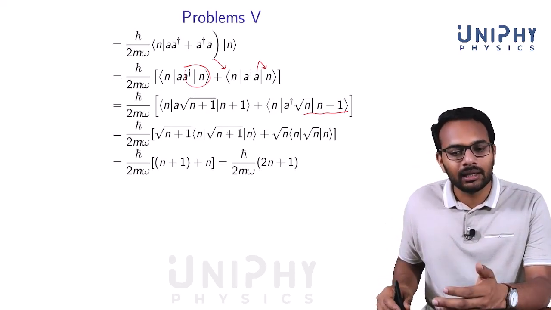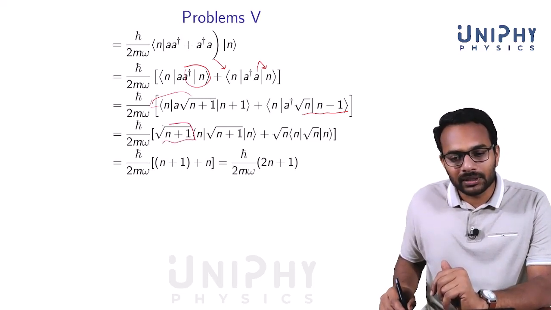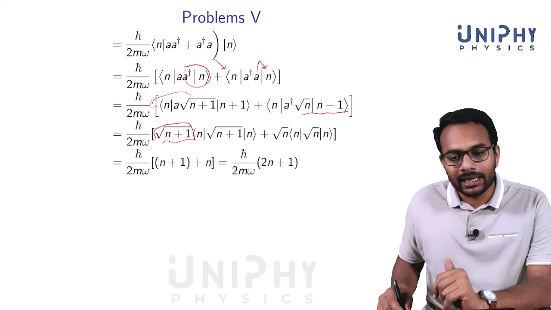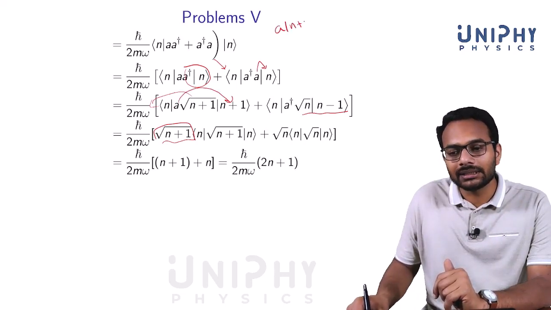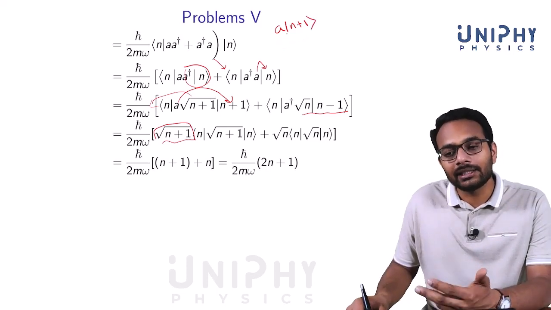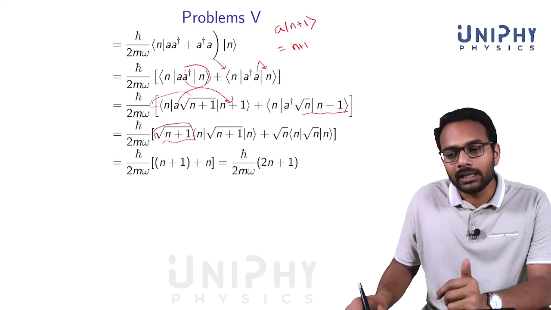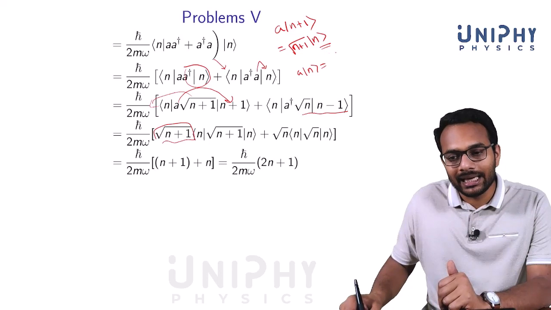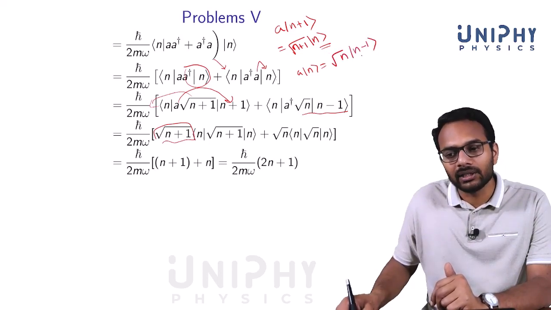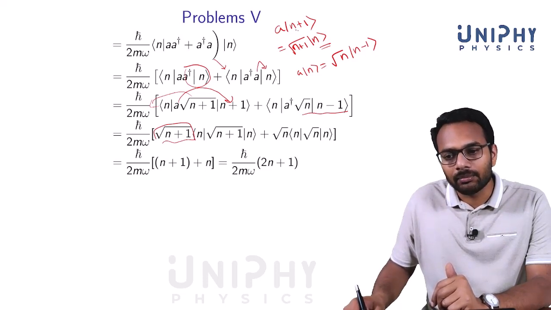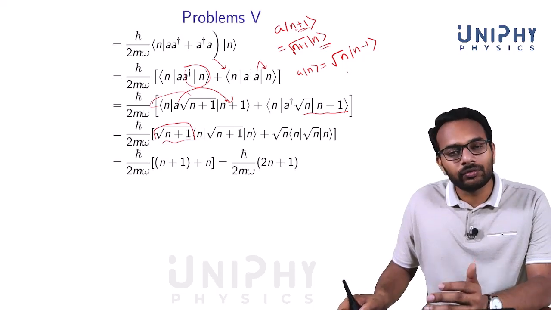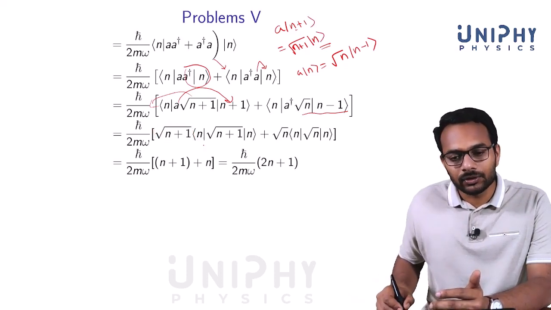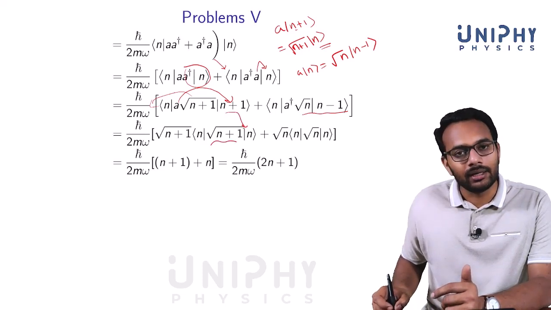Since the square root of n plus 1 is a number, you can just pull it outside. So the square root of n plus 1 comes here. Again there is an a acting on the state n plus 1. What's a acting on the state n plus 1? We have already seen that a acting on n is square root of n multiplied by n minus 1. So here instead of n we have n plus 1. So a acting on n plus 1 is square root of n plus 1 multiplied by n minus 1, and n minus 1 in this case is n plus 1 minus 1, so it is n. So this gives you again a square root of n plus 1, and this n plus 1 will become n. I hope that's fine.